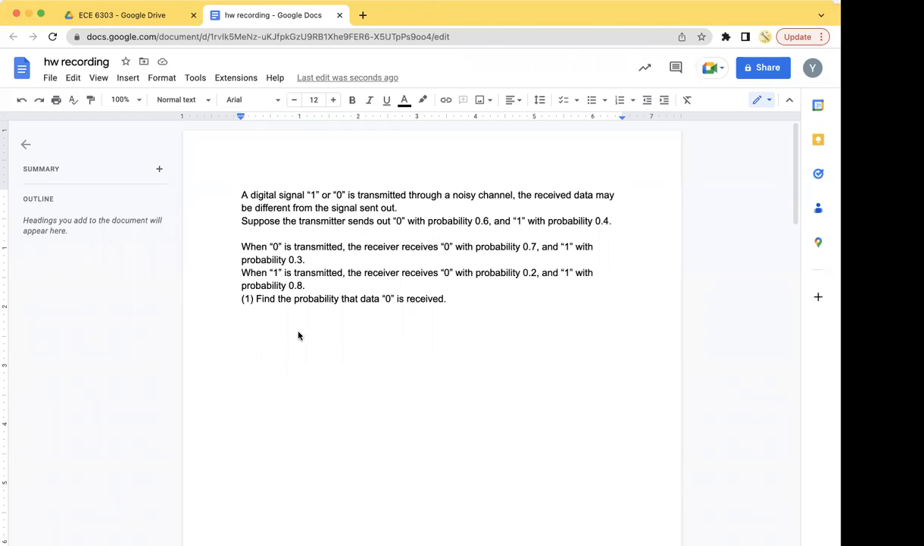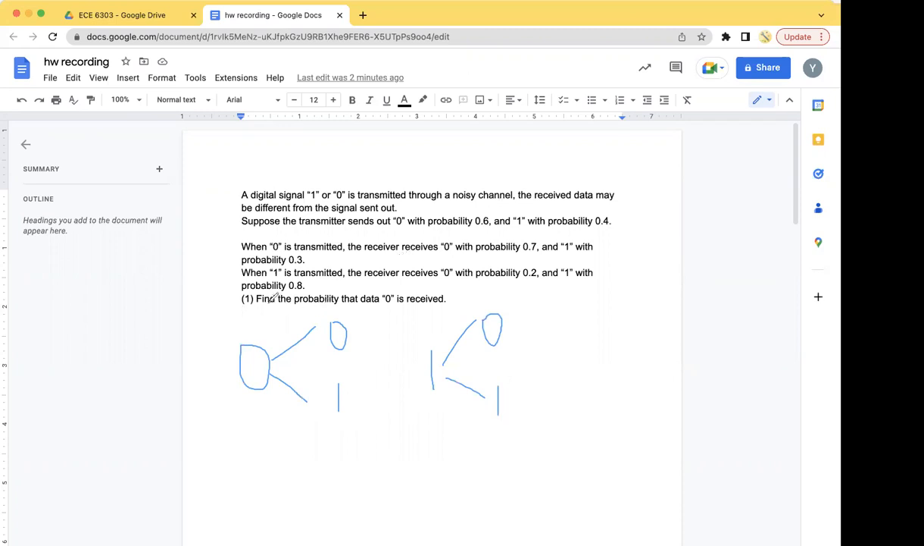So let's draw the diagram. That means when 0 is transmitted, there are two kinds of signal that can be received. One is 0 and the other one is 1. When signal 1 is transmitted, we also have two kinds of signal that can be received. One is 0 and the other is 1.